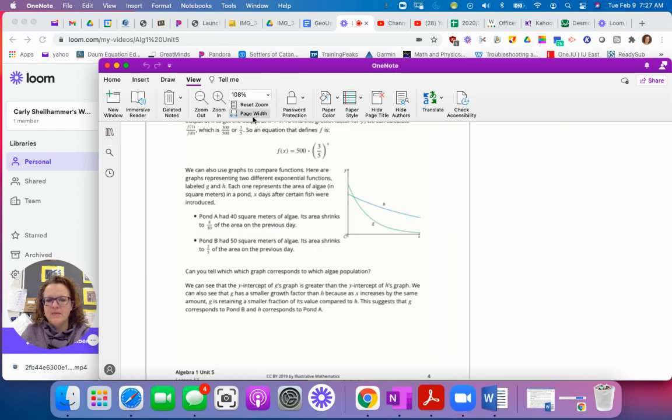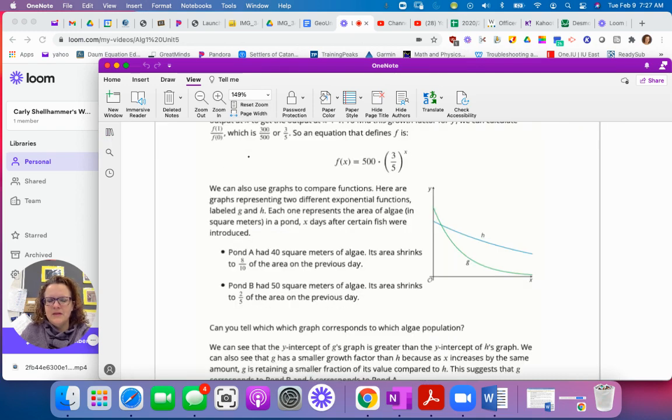I should have set this up. Page width. There we go. All right, hold on a second. I need to do one more thing.